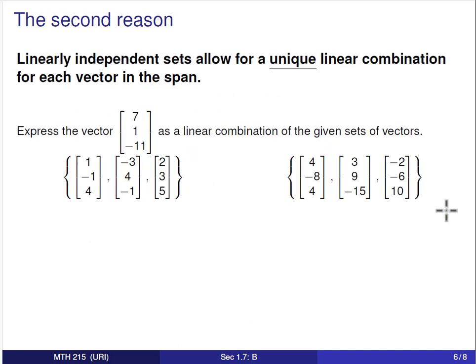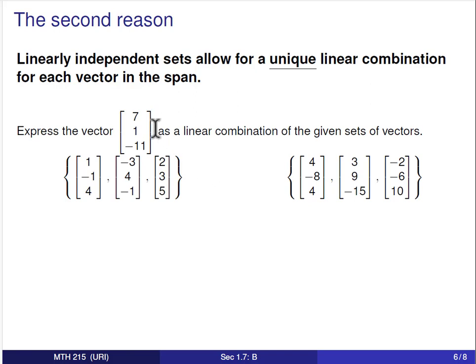All right, now let's take a look at a second reason why there's a difference between linearly independent and dependent sets that we might care about. Linearly independent sets allow for a unique linear combination for each vector in the span. Let me illustrate this with an example. We're going to take the vector 7, 1, minus 11 and write it as a linear combination using both of the two sets we saw before. I'll remind you that the first one was linearly independent and the second one was linearly dependent.